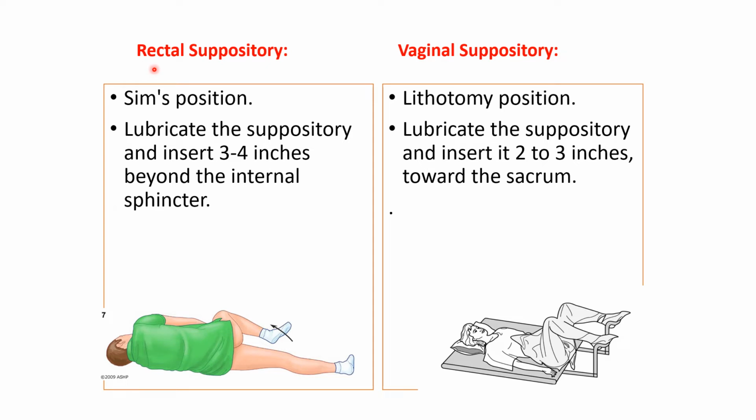For medication via rectal suppositories or enemas, the patient needs to be in Sims position. Sims position is lateral, but always left lateral. It means the left side of the body is down against the mattress, and the upper leg, which is the right leg, should be flexed. This is the Sims position.